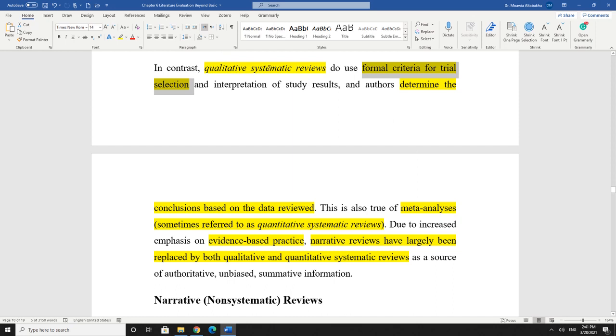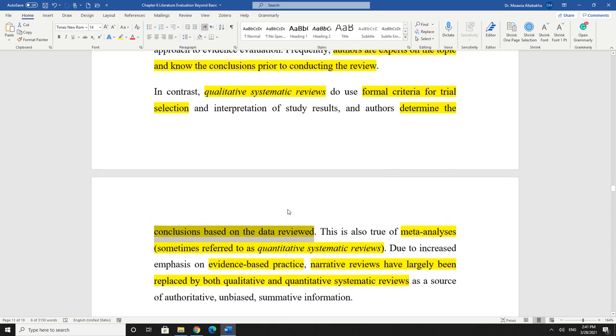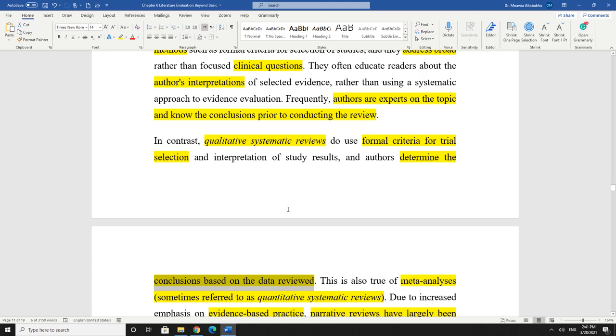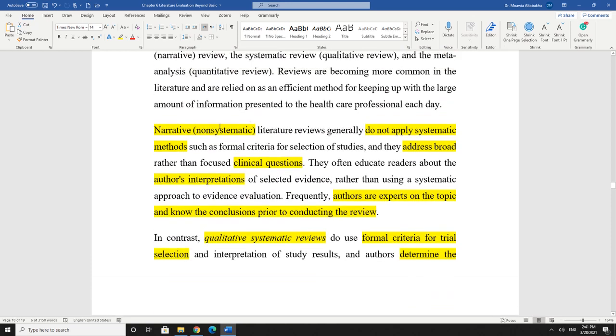In the quantitative systematic reviews, usually the conclusion is based on the data reviewed. Meaning initially the reviewer does not know what the conclusion will be. Unlike the narrative, where it is someone expert who already knows what the conclusion is. Okay?